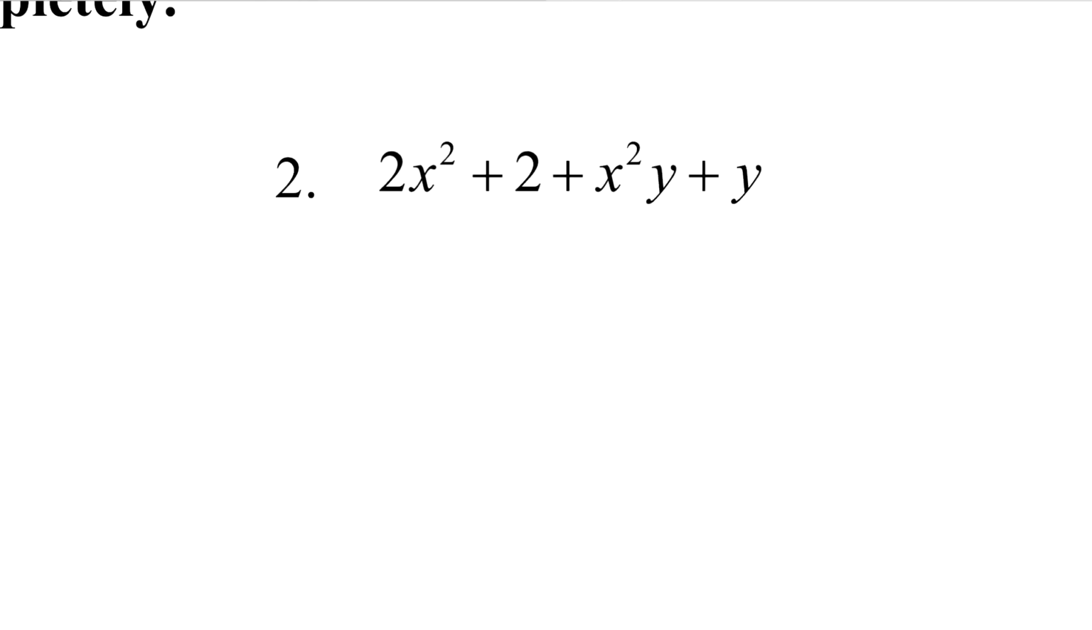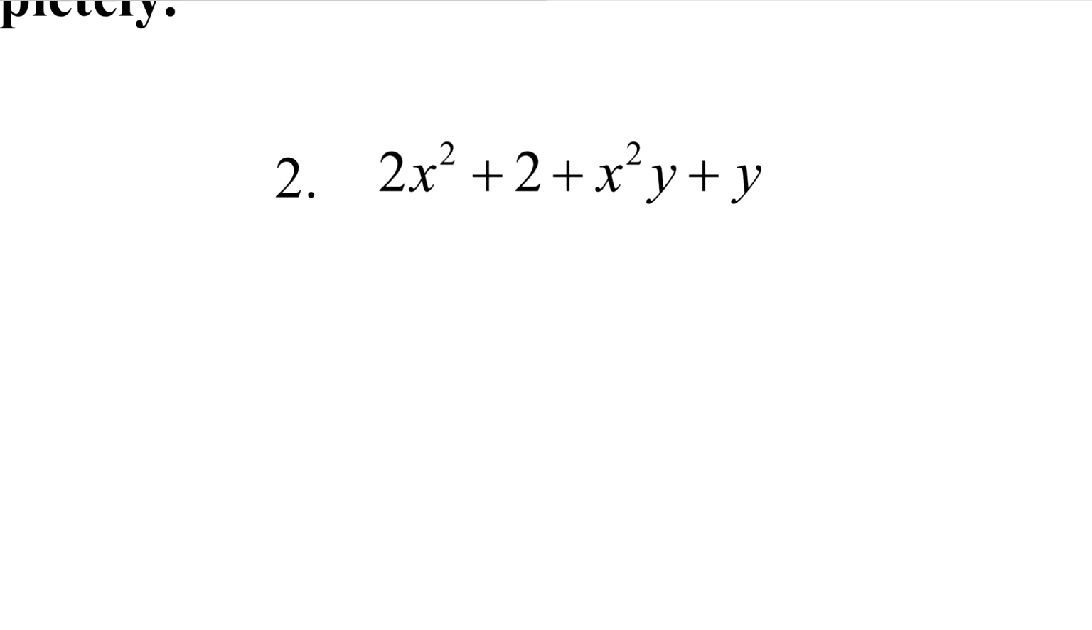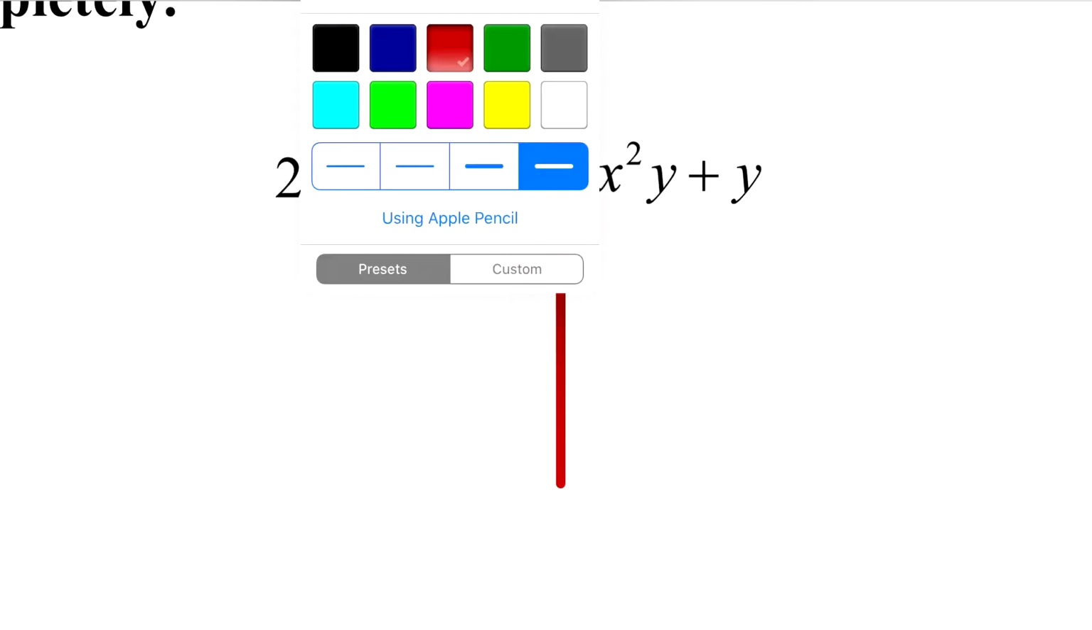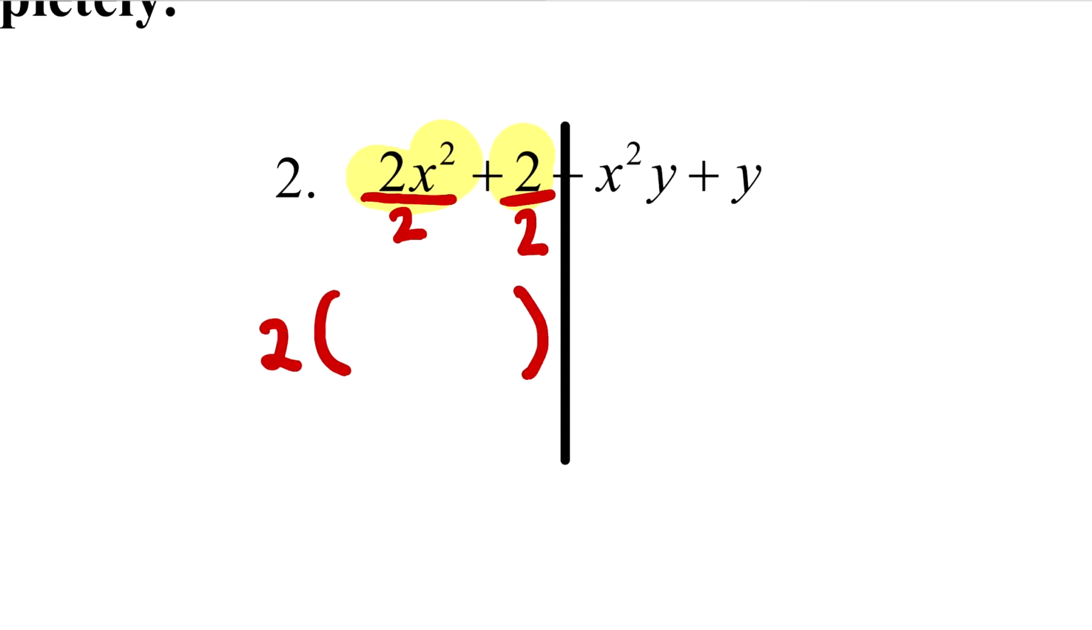When there are 4 terms, we use the method called factor by grouping. So we're going to create a boundary that splits the first 2 terms and the last 2 terms. Now, in the first 2 terms, what do they have in common? It has a 2 in common. So therefore, we can take out a 2. If I take out a 2, then what is left? Well, I get x squared left, and then I get 1.